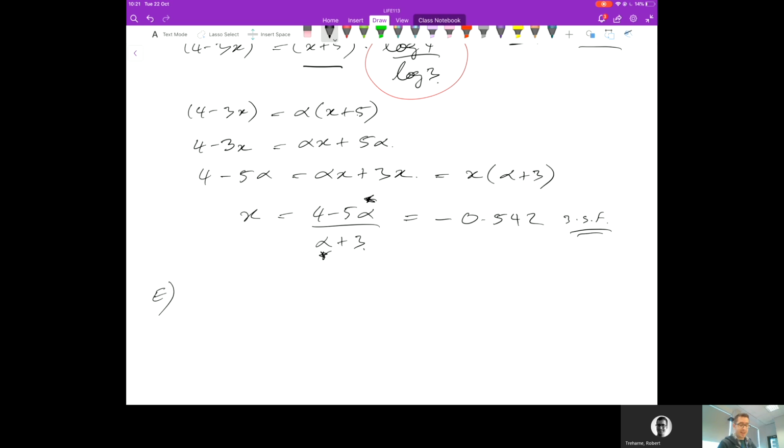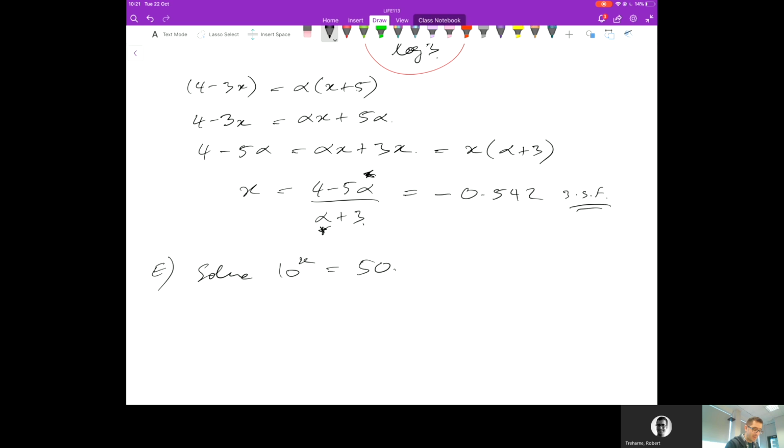Right. The next one is easier. 10 to the x is equal to 50. This one you can do in your sleep, guarantee it. Take logs. Okay, x log 10 equals log 50. What's the log of 10? 1. x equals log of 50. Finished. Okay, you can write out the answer if you want.